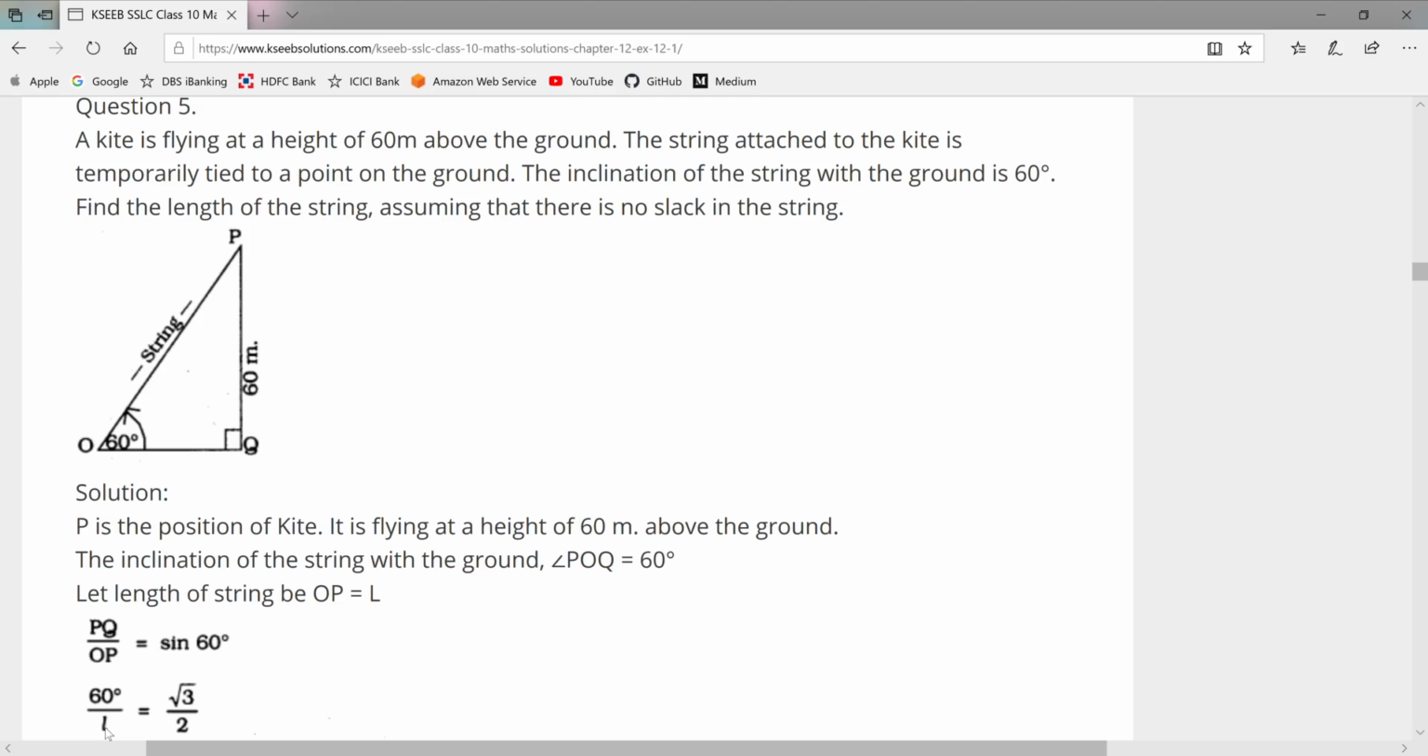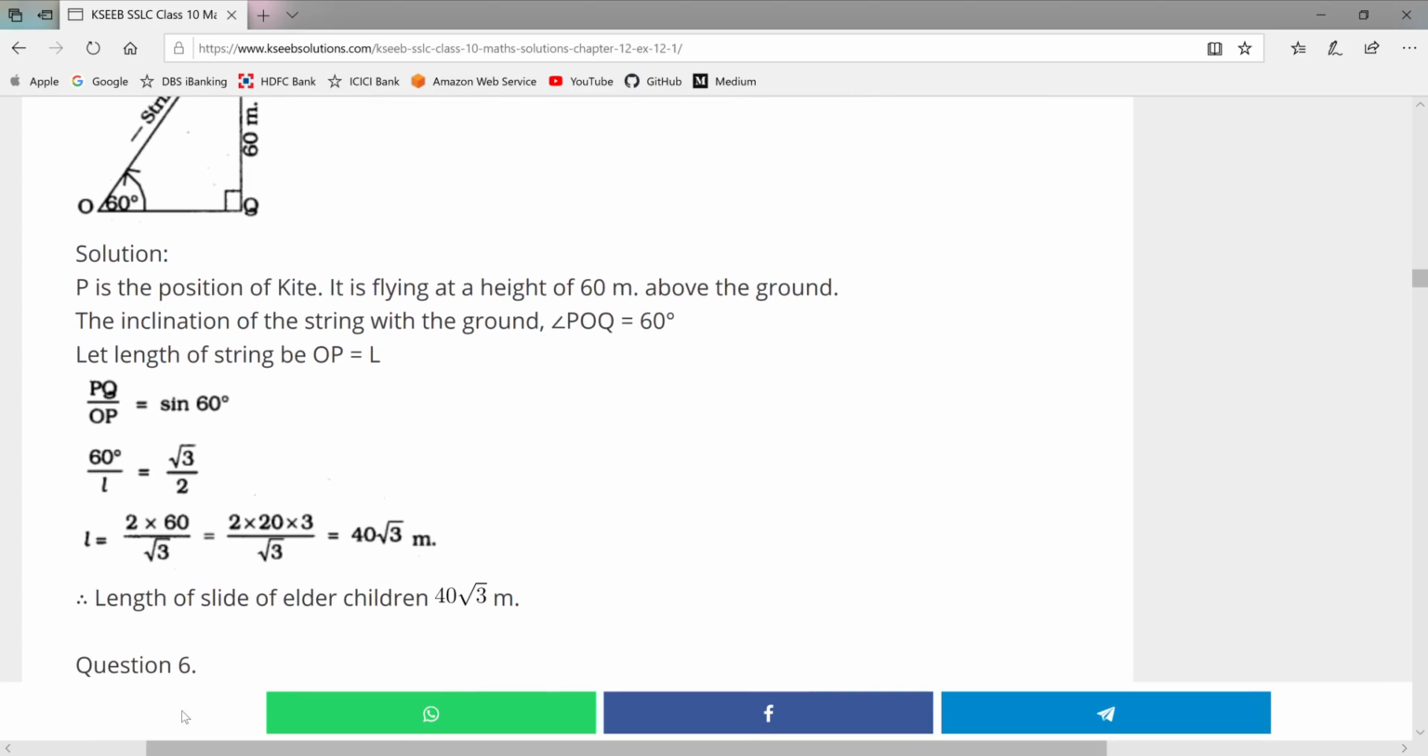They are taking the length L, and sin 60 degree value is √3 by 2. So L we have to calculate. They have done cross multiplication here: 60 into 2 divided by √3. So L will go here, the √3 will come down, and the 2 will go here.